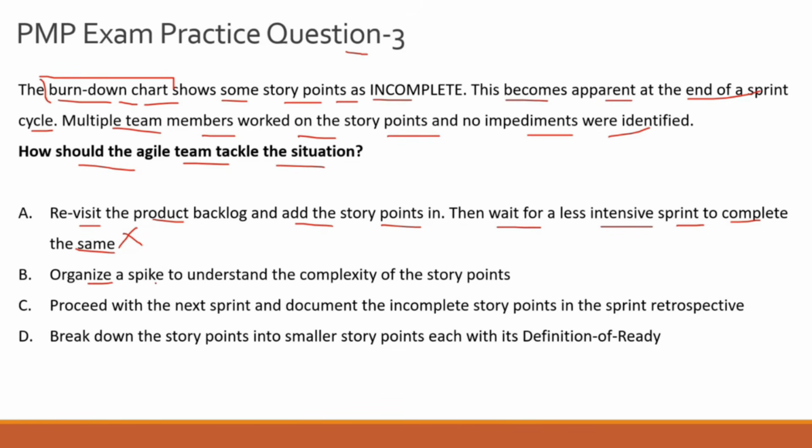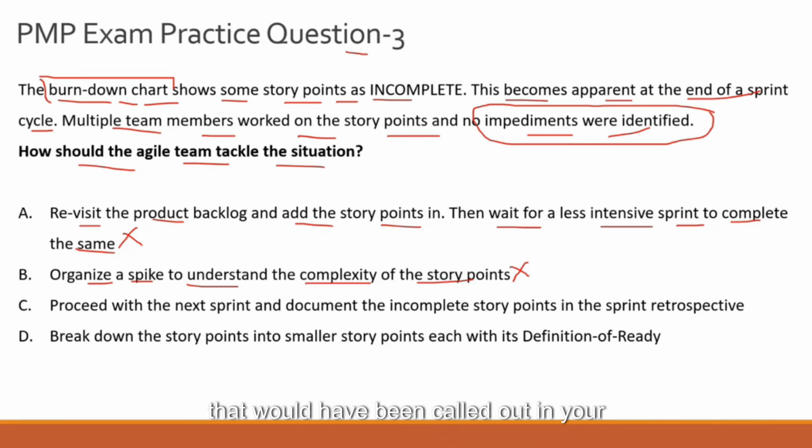Let's look at option B. Organize a spike to understand the complexity of the story points. Again, this is incorrect, right? Because if the story points were complex, there would have been impediments or blockers that would have been called out in your stand-ups or in your daily sprint review meetings, right? And generally you do a spike on a story point which is typically very complex, and typically you are not able to break the story point down into manageable pieces, and that is why you organize a spike, which is a brainstorming session to break down a complex story point into multiple simple story points.